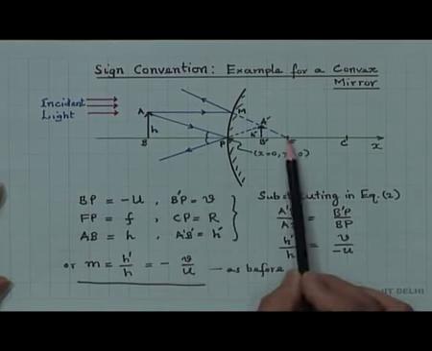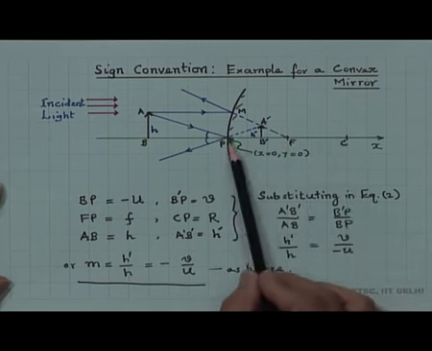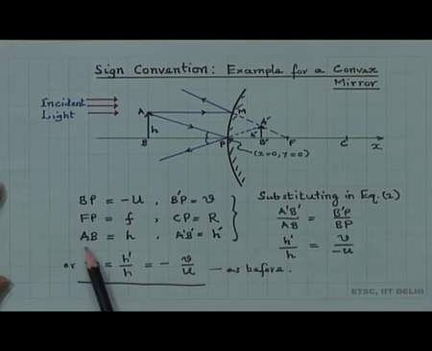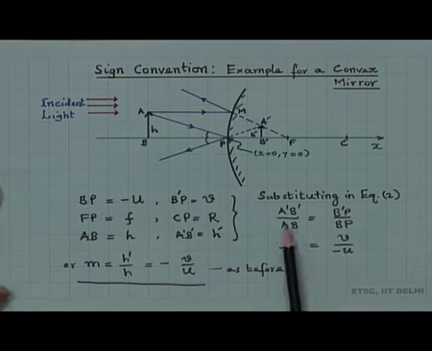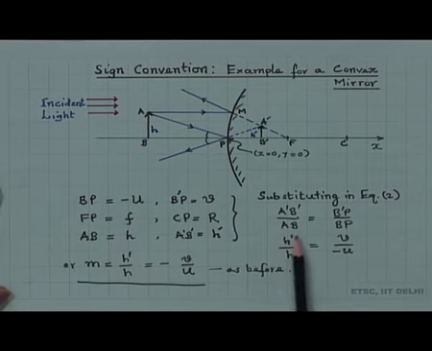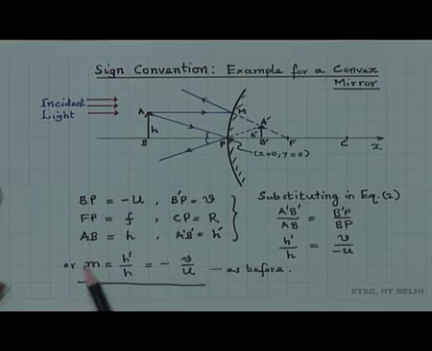FP, the principal focus, is here, FP is positive and CP is positive, and therefore AB is equal to h, A dash B dash is equal to h dash. If we substitute in equation 2, A dash B dash by AB equal to B dash P by BP, we get h dash by h is equal to v by minus u, or magnification m, which is size of the image by size of the object, is equal to minus v by u as before.